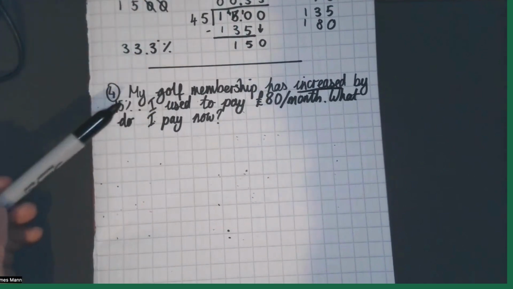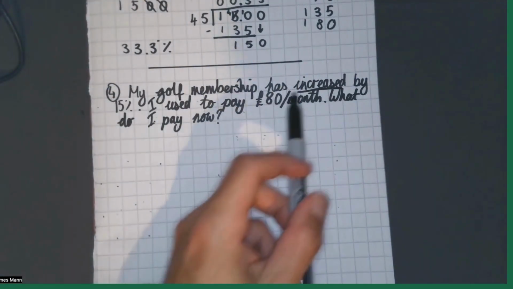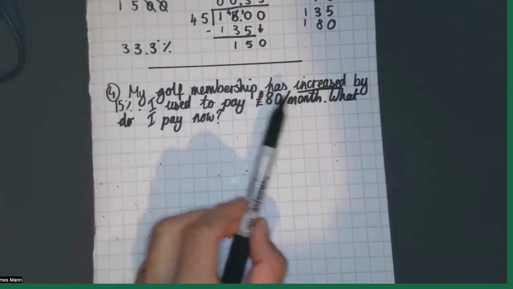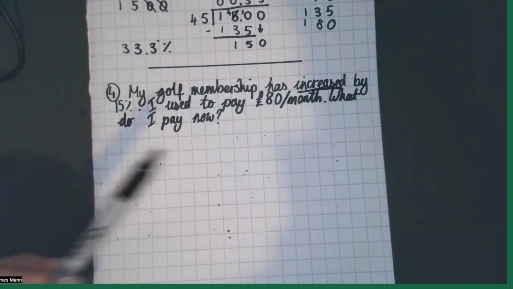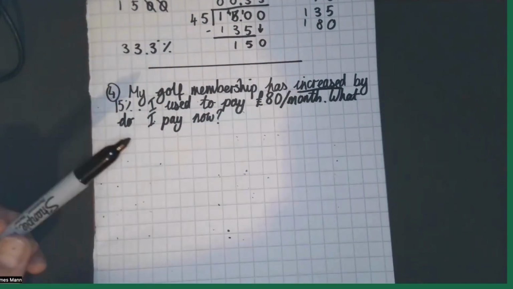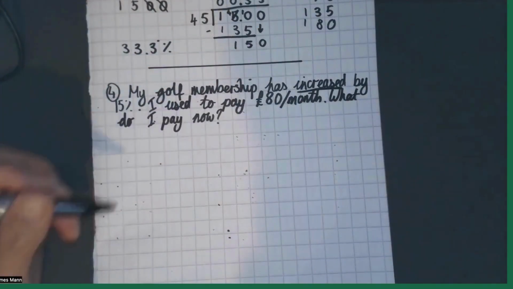If it was my golf membership decreased, I wish that did happen. This is actually pretty accurate to what's happened to me this year. If it was a decrease, I'd take it off. But unfortunately, in the world we live in, everything's increasing. So I need to find out what 15% of 80 is to begin with.